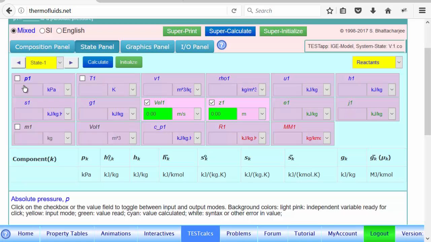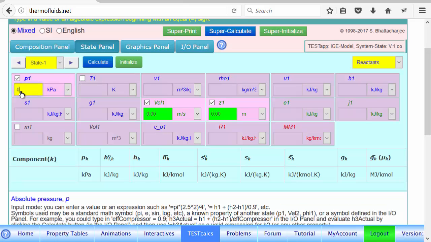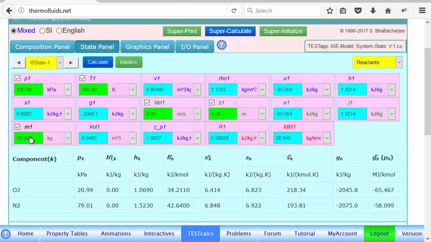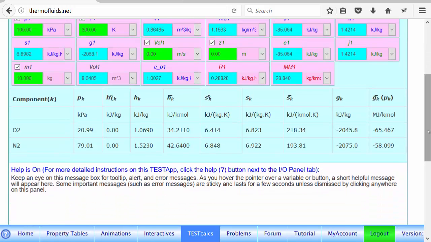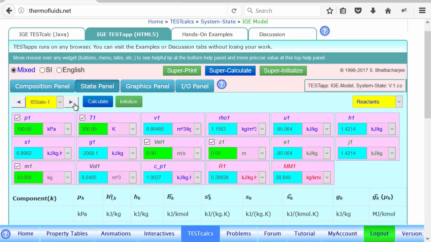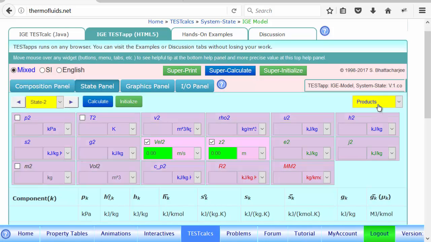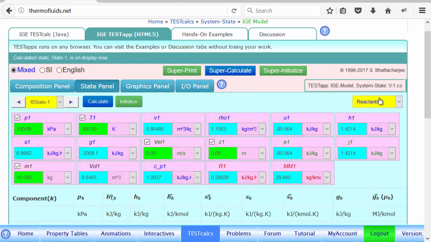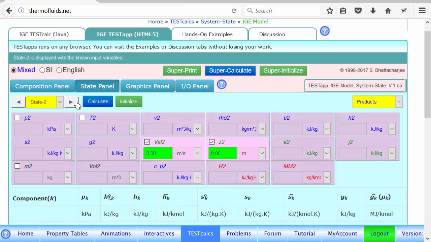Again, what we know about the reactants: the pressure is given to us, 100 kPa, the temperature is 300 Kelvin, and the mass is 10 kg. So once again, we found the state of the reactants, and the partial properties are supplied in the table. Then we go to state 2, and automatically notice the product is selected. So states are keyed: state 1 means reactants, state 2 means products. In this test step, there are no other states, only 2 states are possible.